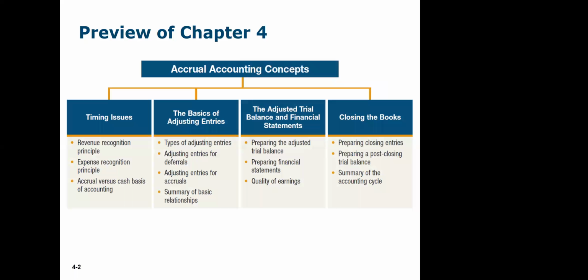Okay, so the first part of the chapter, we are going to look at the revenue recognition principle. We're going to talk about what that is. The expense recognition principle, which is really the opposite of the revenue recognition principle. They go together. And they explain why we're doing all these accrual type things. We are then going to talk a little bit about what the difference is between cash and accrual, and why it makes a difference in accounting.